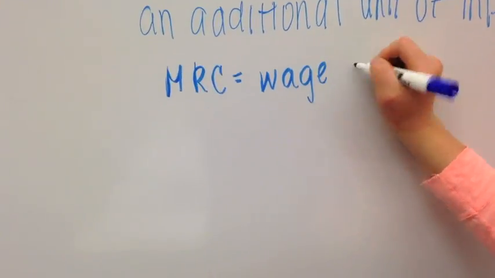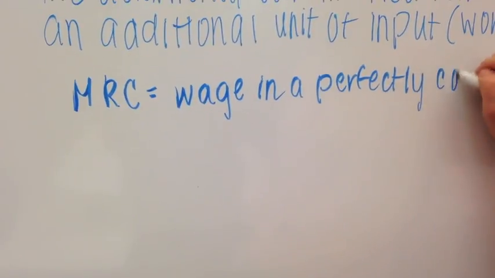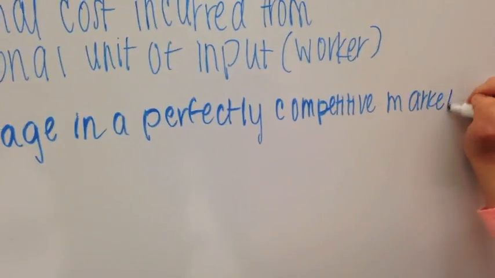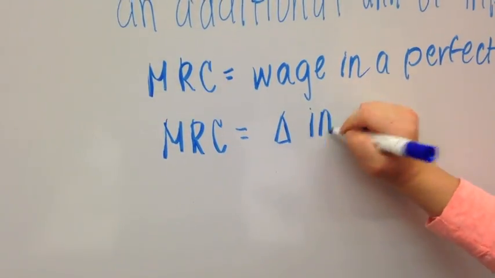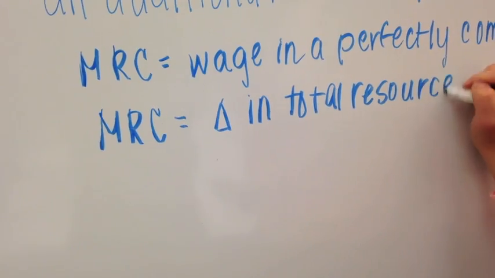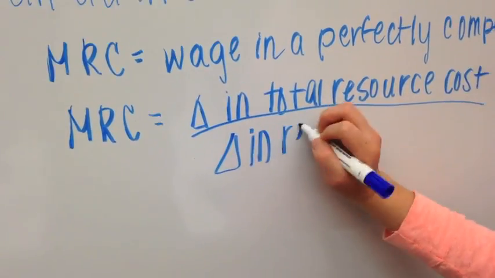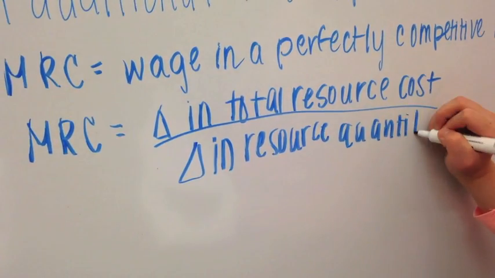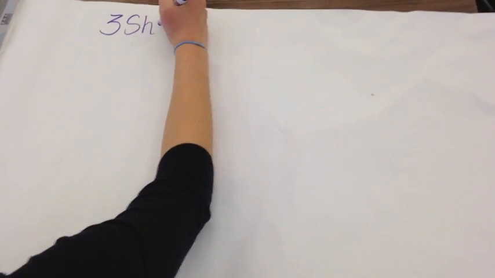So MRC is usually the wage in a perfectly competitive market, since this is the cost of hiring one more worker. MRC can be calculated by finding the change in the total resource cost, otherwise known as the complete change in wage, over the change in resource quantity, otherwise known as the number of workers you've hired.